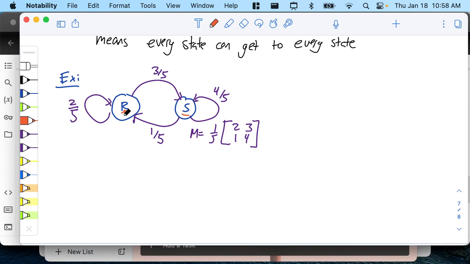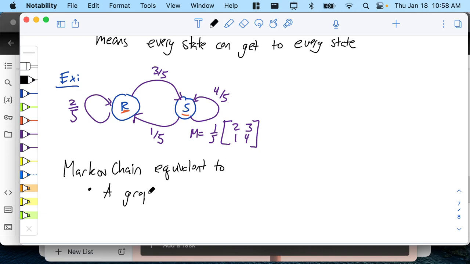I would say they are all weighted graphs where the vertices, yeah, let's write this down. Let's say they are weighted. So a Markov chain is equivalent to, this is a great thing to write down, is equivalent to, what is it? It's a graph. What is a graph? A graph has a set of vertices and a set of edges. The vertices are the states, the set of states.